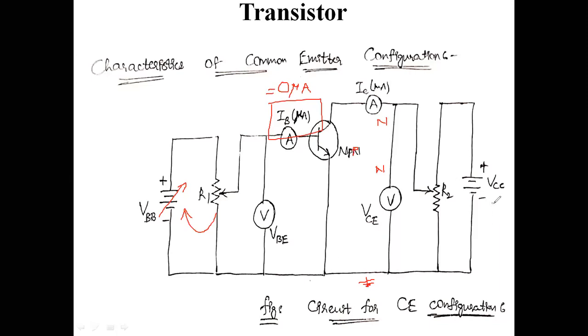Then I will go to the output circuit side and vary this VCC with the help of R2. Then the variation in VCE as well as IC will take place. By using those readings, I am going to tabulate the readings here, that is IC as well as VCE, by setting a constant parameter.